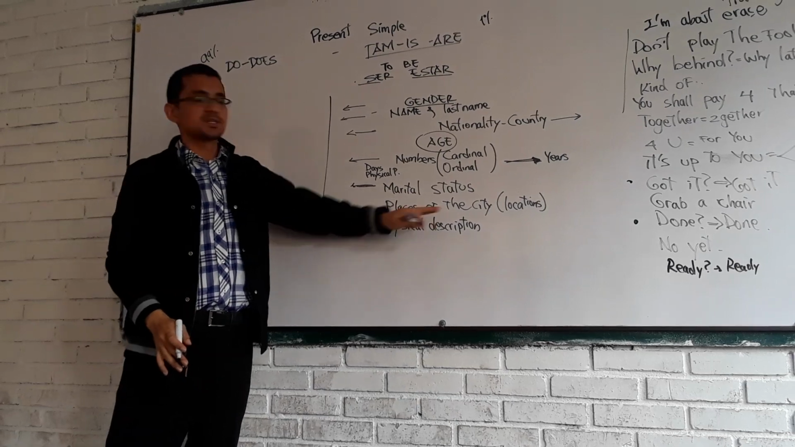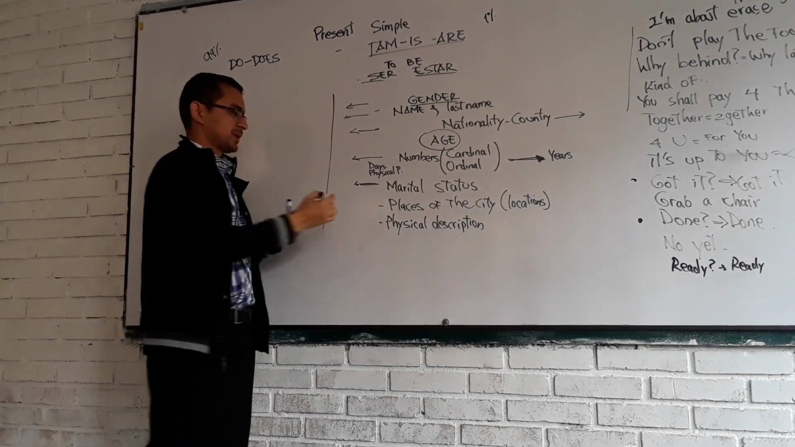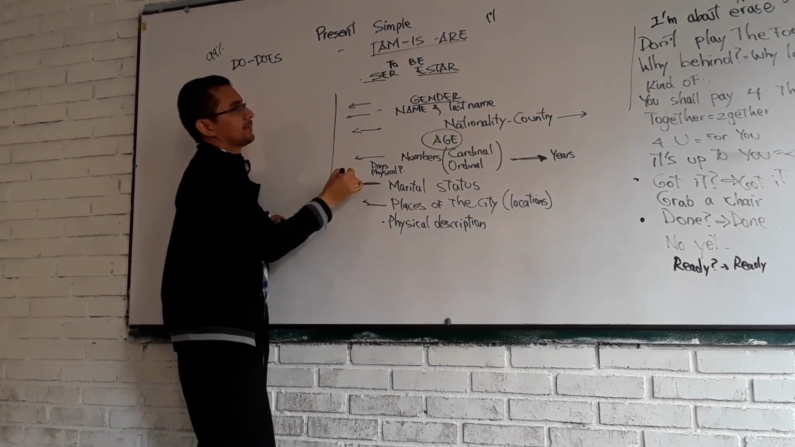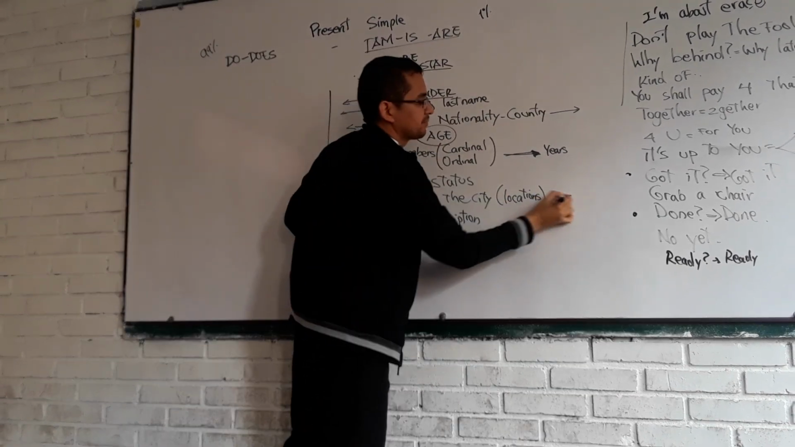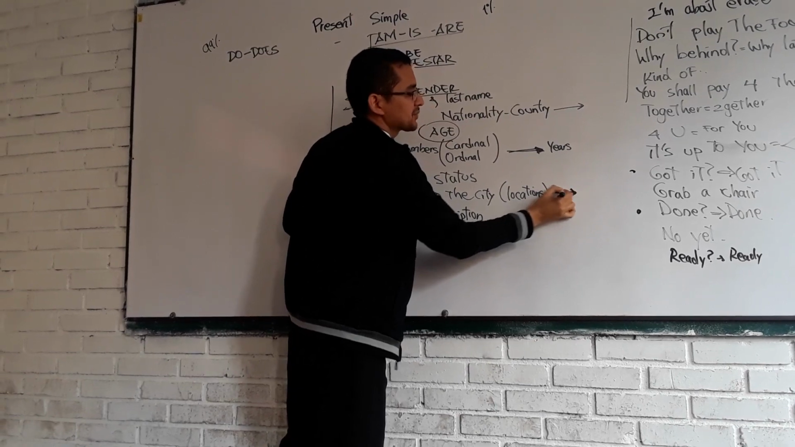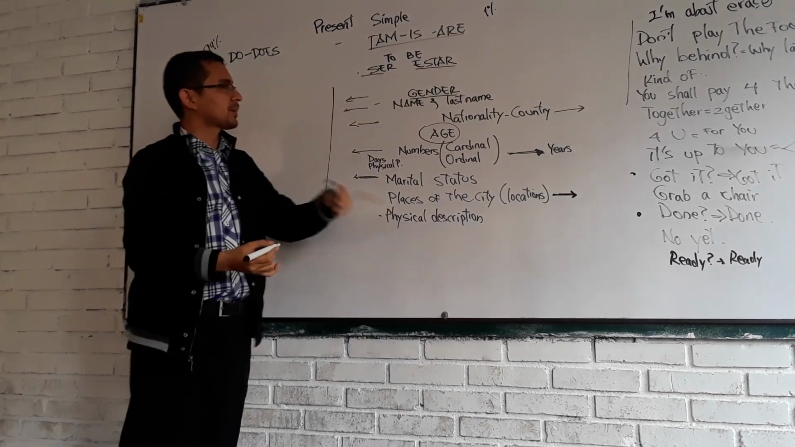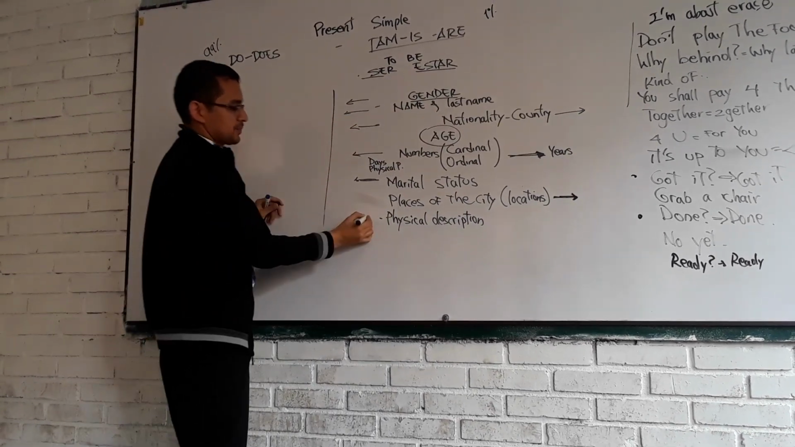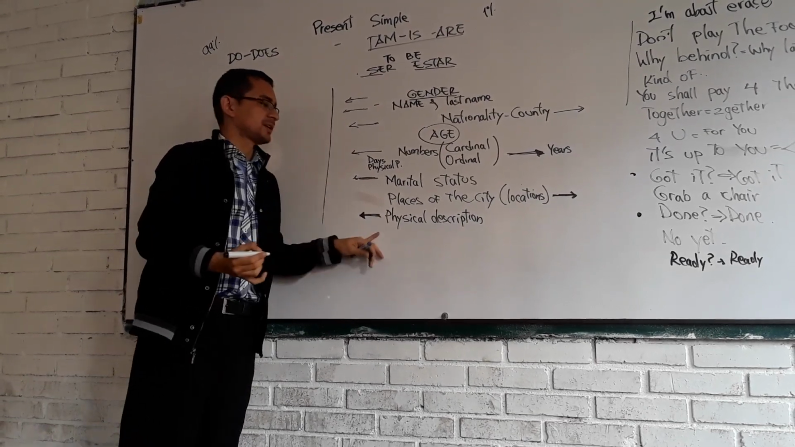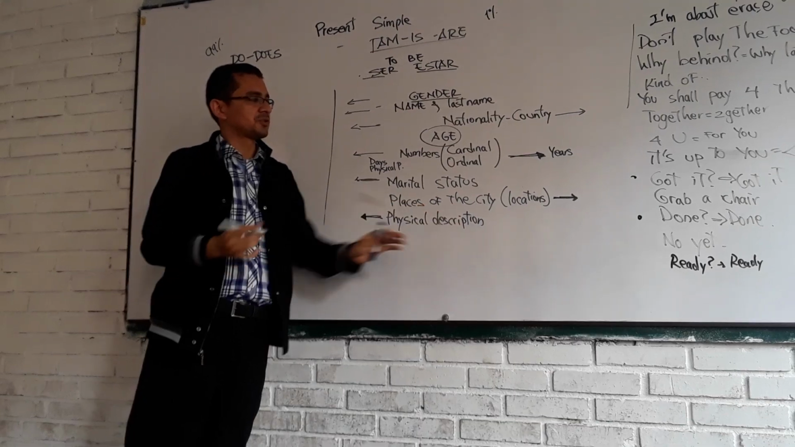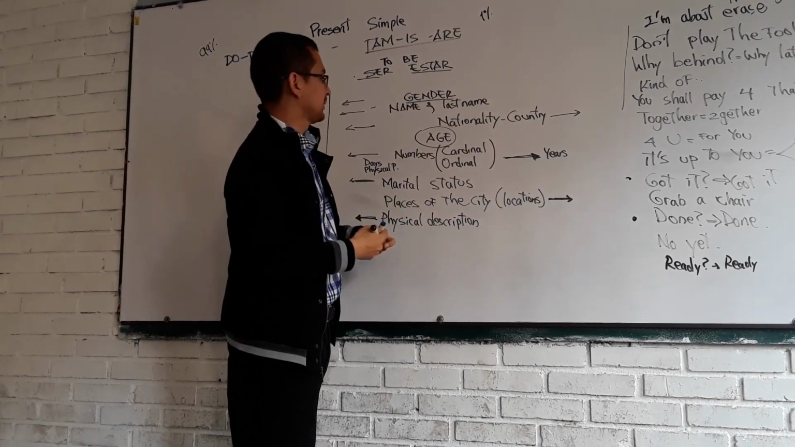When we talk about places of the city, it says, I am in the ice cream shop. Okay. I am. The other way around. It's the other way around. It's this part, okay? I am in the ice cream shop. When we talk about physical description, we tend to speak by this way, okay? Formally speaking, in this way. Informally speaking, we tend to use both simultaneously, okay?